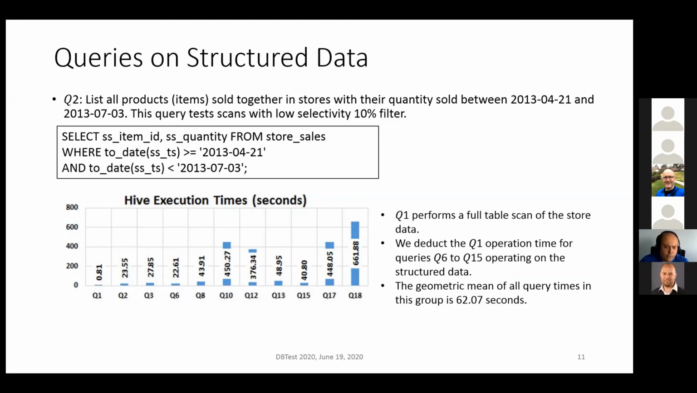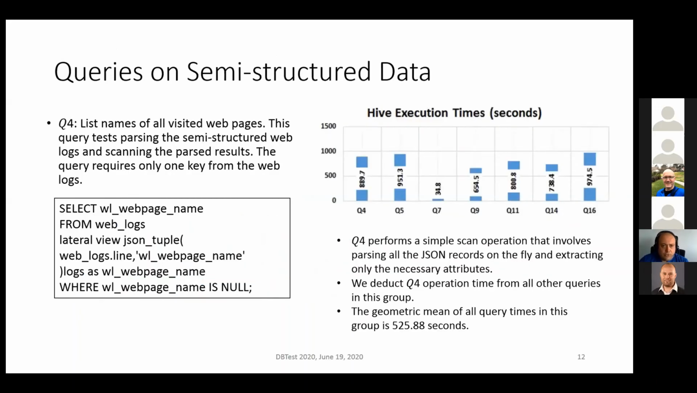And another important thing to mention is that we defined the geometric mean as a benchmark metric. And so this is one of this group of queries. So the next group are the queries executing on the semi-structured data or the weblog files. And you can see as example query 4 here, which is quite simple.